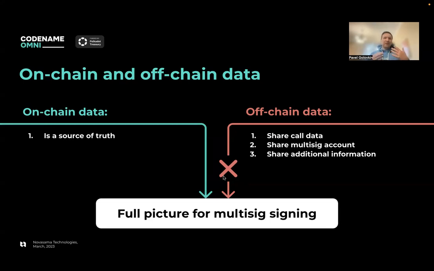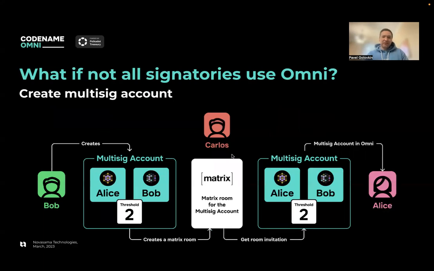For example, some signatories use Omni, but some use another solution, because there are a lot of solutions for managing multisig. Maybe they use another one that doesn't work with Matrix. So what will happen? We have Carlos, the next person. Just imagine that these guys are creating the account. For example, here should be Alice, Bob, and Carlos. And they create a Matrix room. Alice gets the invitation, but Carlos won't get it, even if he is a part of the account, because he's not connected to Matrix. So he should derive the account by himself.